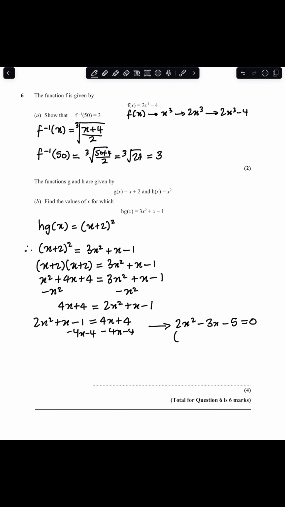And when you factorize this, you're left with (2x minus 5)(x plus 1), and that equals 0. Therefore, if we set both our brackets equal to 0, we have x equals 5 over 2 and x equals negative 1. So your final values of x are x equals 5 over 2, or 2.5, and x equals negative 1.